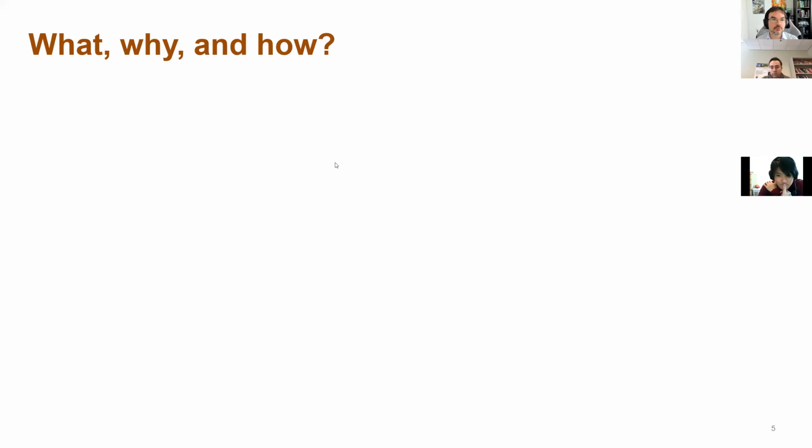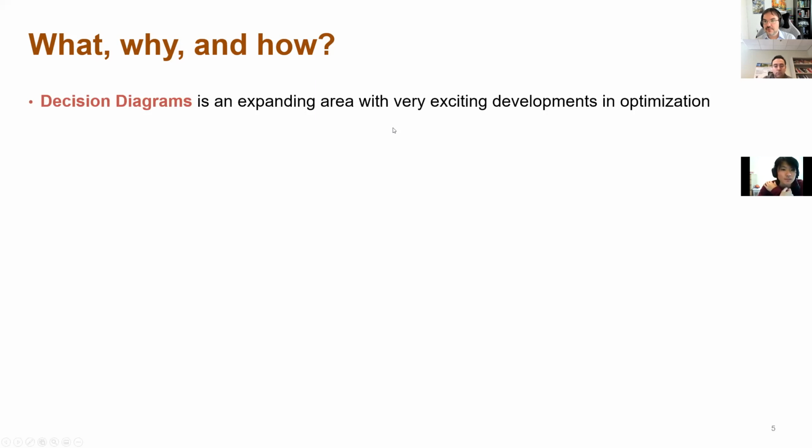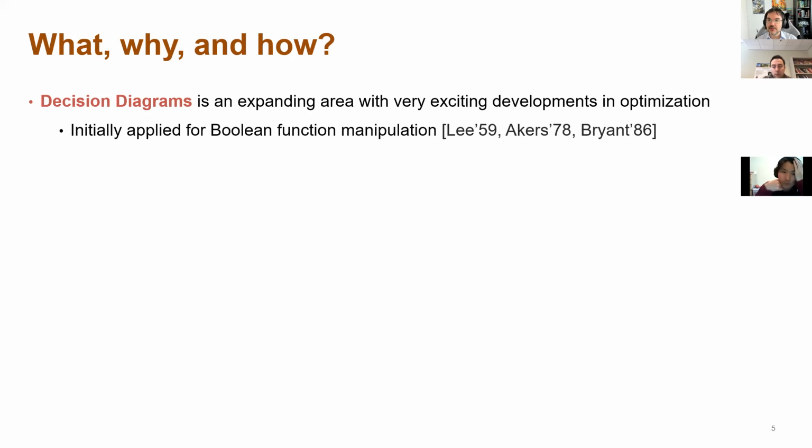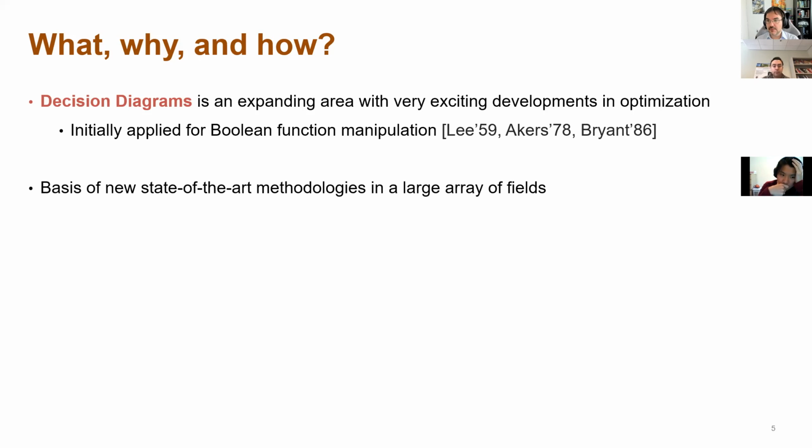Okay, so decision diagrams, again, is a very expanding area with very exciting developments, right? It was initially applied in a very different context for Boolean function manipulations, representation of Boolean functions, and really only recently was brought up to the field of optimization and different related techniques, okay? It's really now becoming the basis of different state-of-the-art methodologies in many fields, just because it really connects with other areas very closely, and it provides some different benefits and features to other areas of optimization, to column generation, to other decomposition techniques, so that they can enhance them and we can exploit them in a different way.